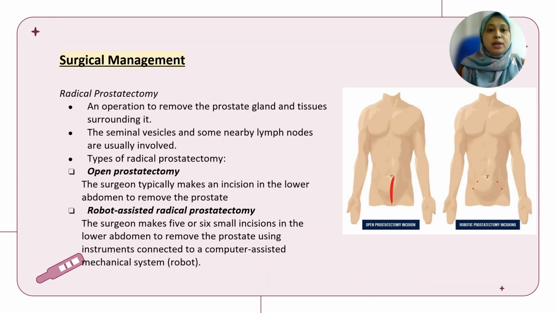For the surgical management of a patient with prostate cancer, a radical prostatectomy will be done, which is an operation to remove the prostate gland and tissue surrounding it. The seminal vesicles and some nearby lymph nodes are usually involved. So there are 2 types of radical prostatectomy, which are open prostatectomy and also robot-assisted radical prostatectomy.